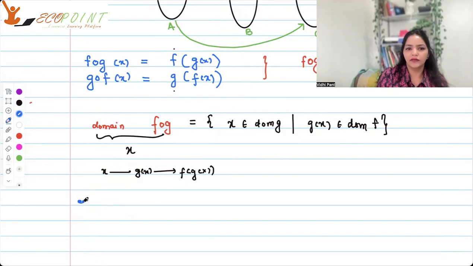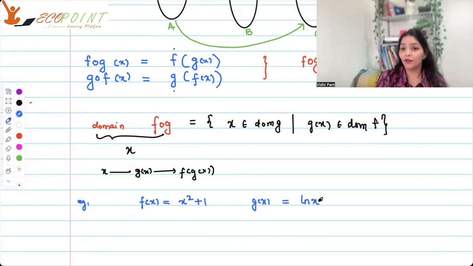Let's take a basic function f(x) equals x square plus 1. Very simple quadratic, right? Suppose this is your f(x) and suppose g(x) is equal to log x. Always remember, in economics especially, we take a lot of logarithmic transformations. So that's what you are doing in general. You have log x is g(x) and f(x) is x square plus 1.